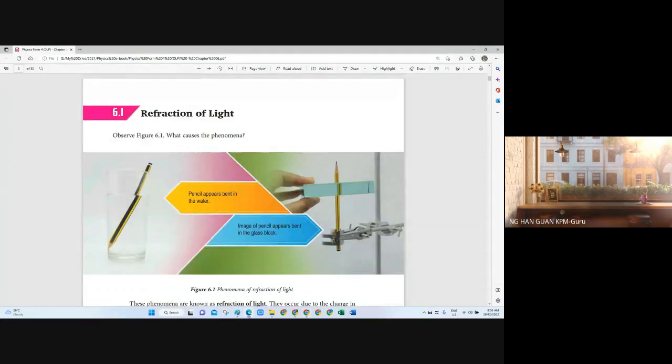So this morning we're going to focus on chapter 6. For Form 4 students, I haven't covered this chapter yet, so that's why I use these 2 slots to cover it, so that we can finish the syllabus before the school opens. For chapter 6, the first one, 6.1, diffraction of light, is the experiment topic that we conducted today.